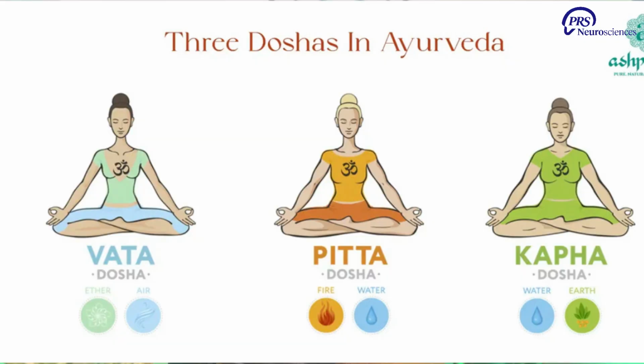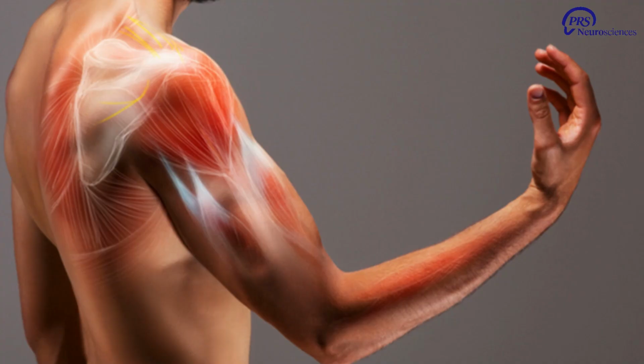As we know, in Ayurveda there are three main doshas, Vata, Pitta and Kapha, which are involved in the pathogenesis of any disease. But in spasticity, the main dosha involved is Vata. Vata alone cannot cause spasticity; it is usually caused by the combination of Vata with Kapha. That is what is understood, that Vata along with Kapha causes the muscles to become spastic.